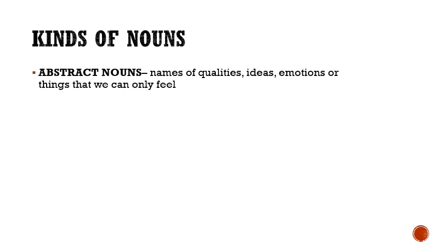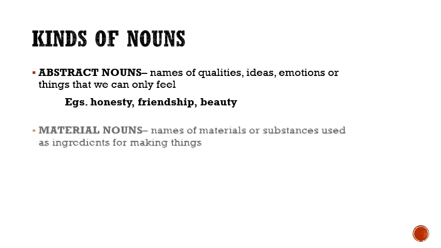Next we have abstract nouns. These are the names of qualities, ideas, emotions or things that we can only feel. So these are the nouns we cannot touch or we cannot see. We can only feel these nouns. Examples: honesty, friendship and beauty.